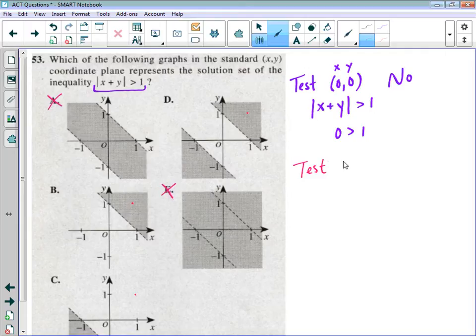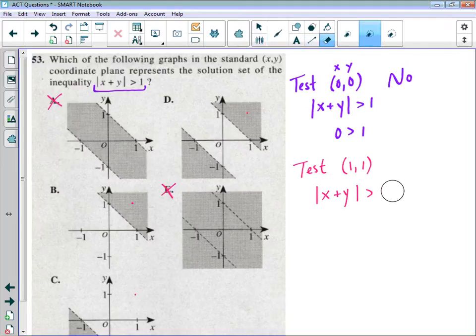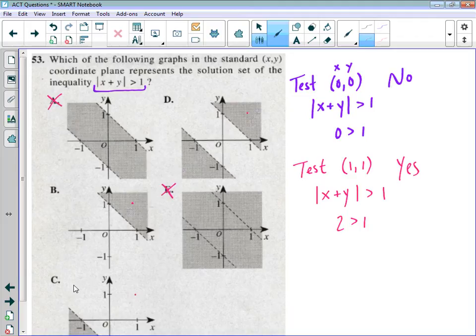So let's test 1, 1. So back into the original here. We want to see if it's greater than 1 or not. So if I plug in 1, 1, I get 1 plus 1, absolute value is just 2, is greater than 1. This is yes. So we want 1, 1 to be on the graph. So that's going to keep these around because it's shaded there. And we're going to get rid of that one.